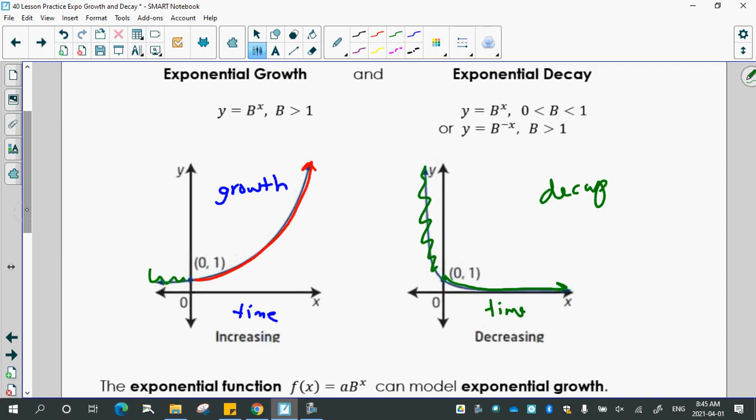All right, and then growth occurs when the base is greater than 1, okay? And decay occurs when the base is between 0 and 1, like a half or a third or a quarter, okay? And we know that from our parent functions yesterday. When we had parent function y equals 2 to the x, it looked like this. But when we had a half to the x, it looked more like that. Okay?